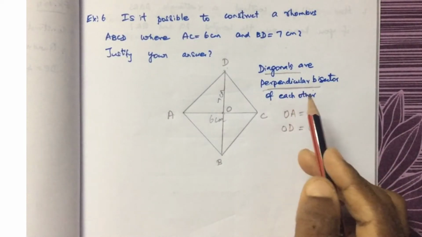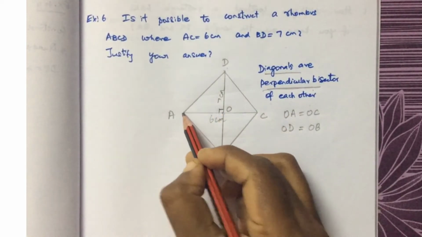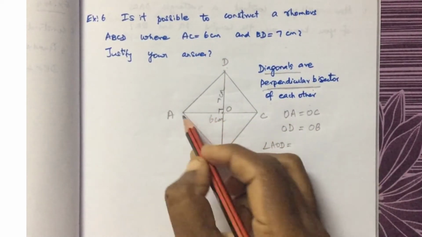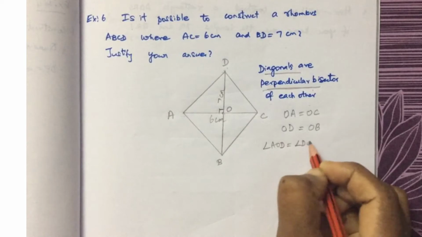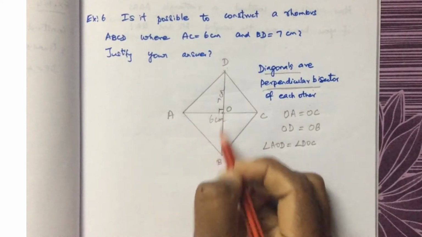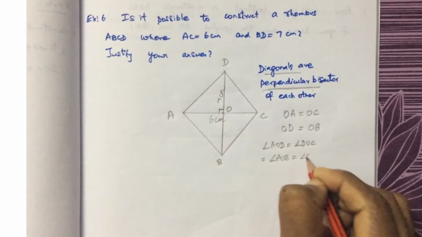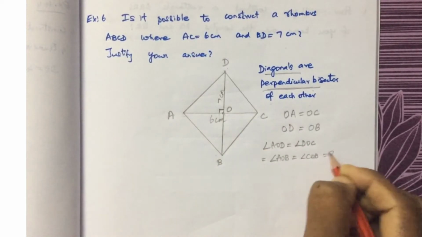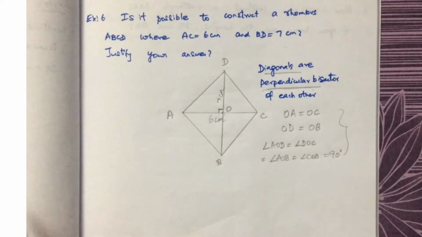What is called the perpendicular bisector? It means the angle here, angle AOD. If you measure angle AOD, and the remaining angle, angle DOC, that is equal to angle AOB, and also angle COB. If you measure the four angles 1, 2, 3, 4, all the angles are equal to 90 degree. Now we are going to use this property of rhombus to construct this rhombus.